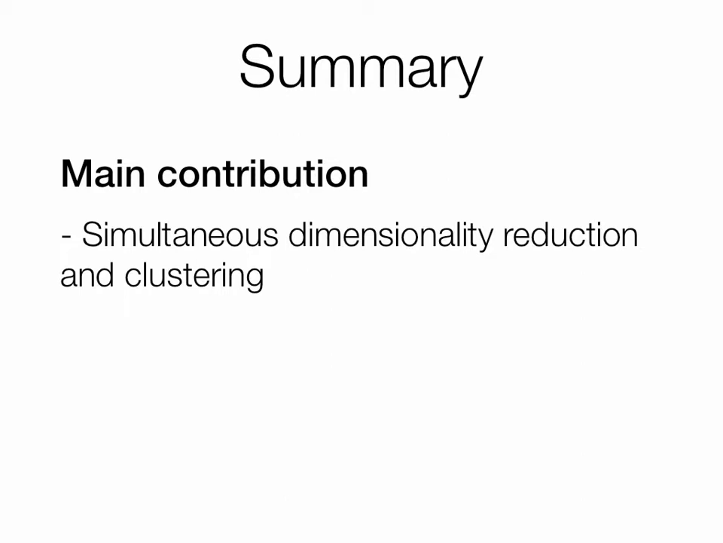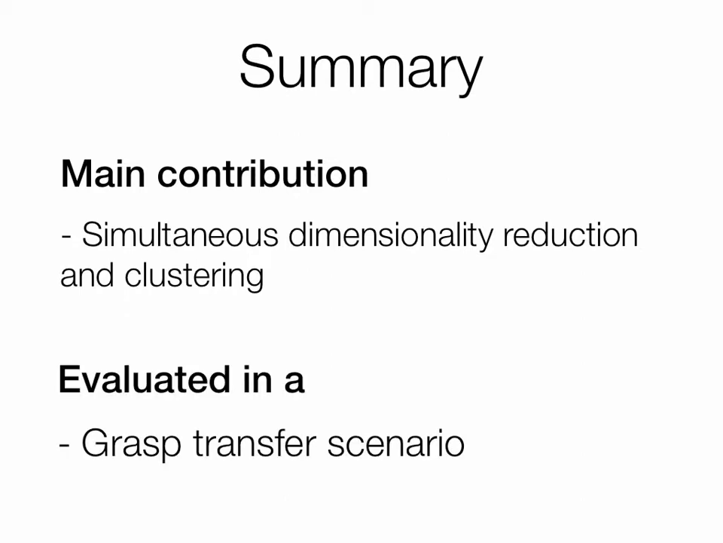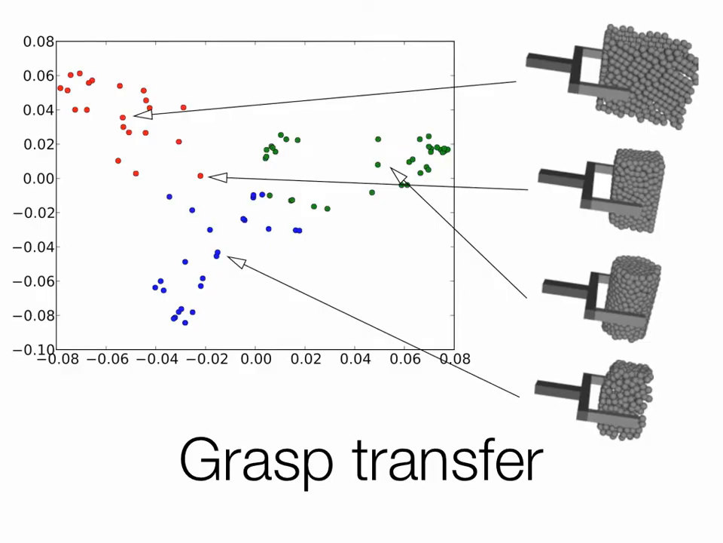To summarize, our main contribution is a method for doing simultaneous dimensionality reduction and clustering. We have evaluated this in a grasp transfer scenario. By a grasp transfer scenario, we mean transferring grasp knowledge to grasp novel objects. The idea is that the knowledge about the shape of the parts of the object that are used for grasping should be transferable when grasping novel objects.